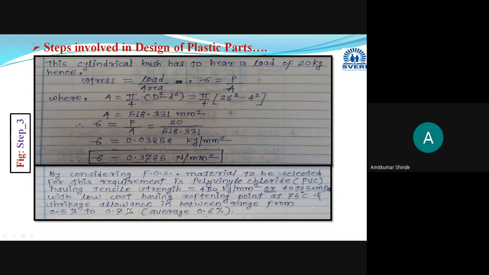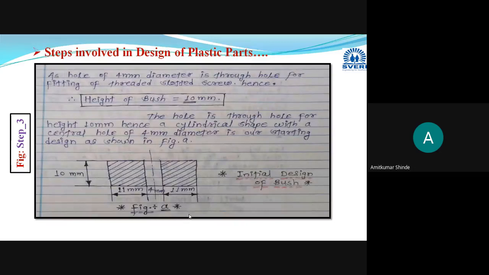This will come in fact in the last stage, where in the end stage you have to provide the shrinkage allowance for each dimension. You have to add this shrinkage allowance by 0.5% or 0.7% within this range. Generally, we are considering the average value of 0.6%. So this is the third stage. We have decided the stress acting, and depending on that stress, we have decided the material also. So this is the initial design. This is very important here.